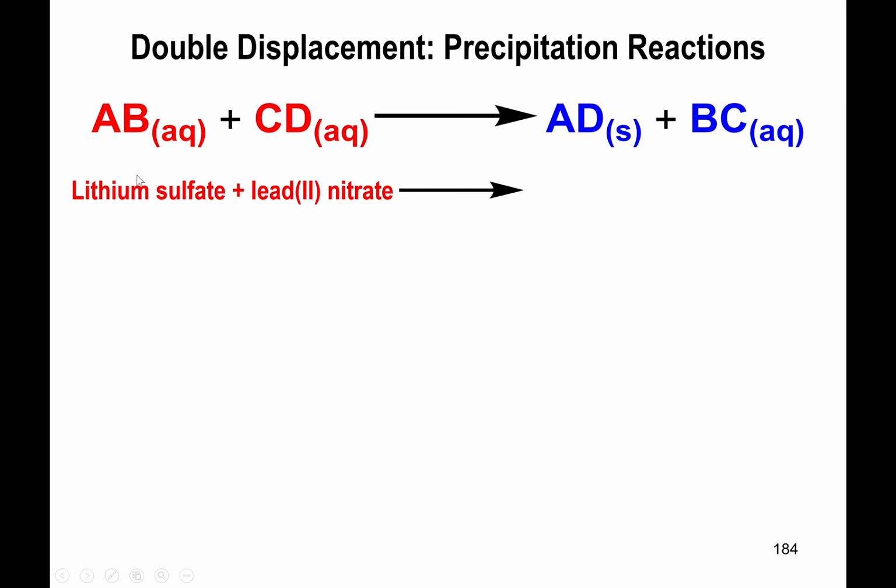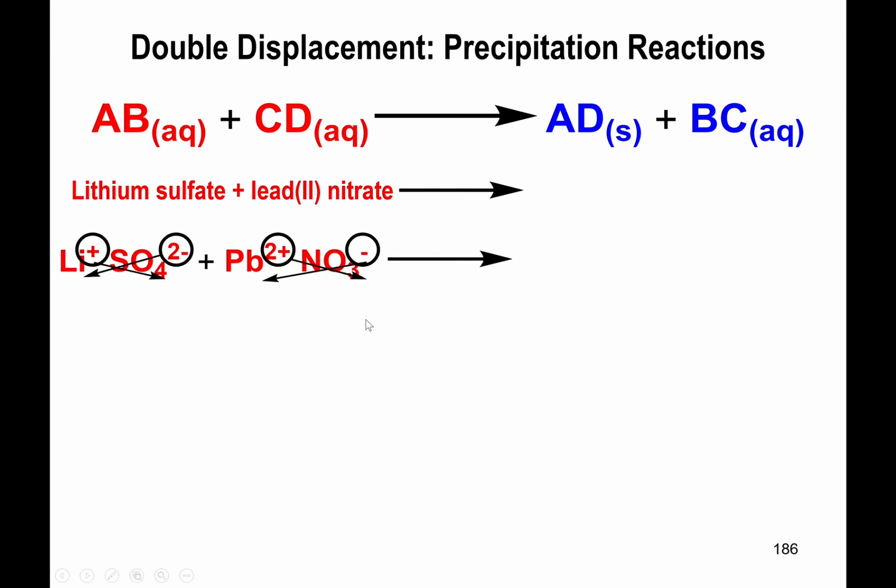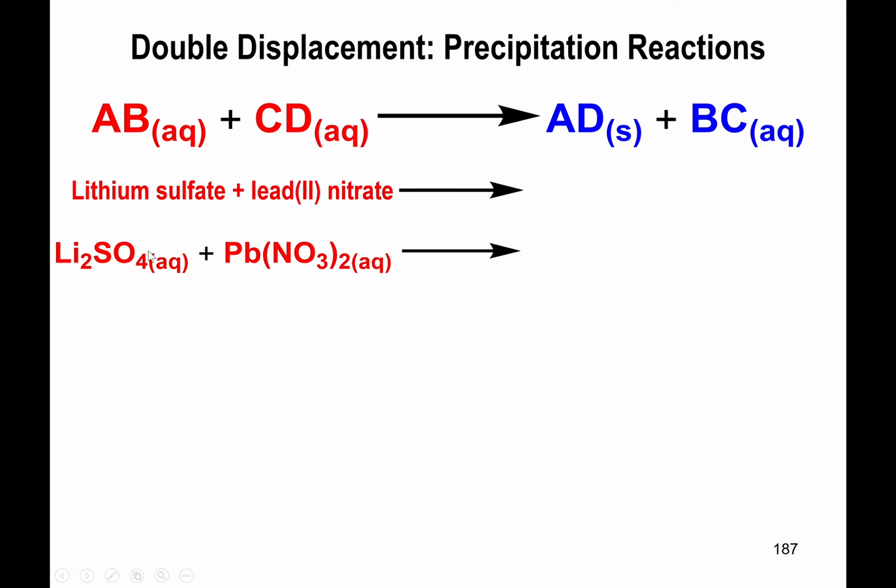Alright, so we're going to start with lithium sulfate and lead-2 nitrate. Lithium, in combination with anything else, has to have a +1 charge. Sulfate is SO4 with a 2- charge. Lead-2 is Pb with a 2+ charge, and nitrate is NO3 with a 1- charge. You use the charges to cross multiply and come up with the proportions. The 2 goes in front of the lithium, the 1 goes in front of the SO4, the 2 here goes in front of the NO3, the 1 goes in front of the lead. So you end up coming up with these proportions.